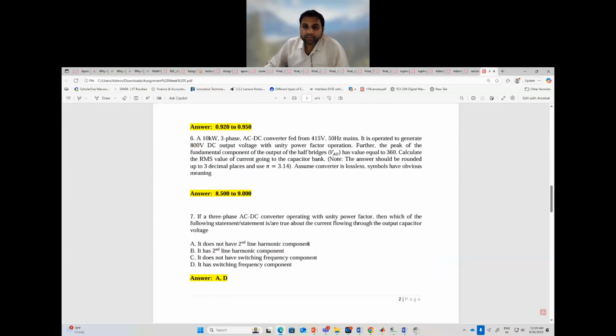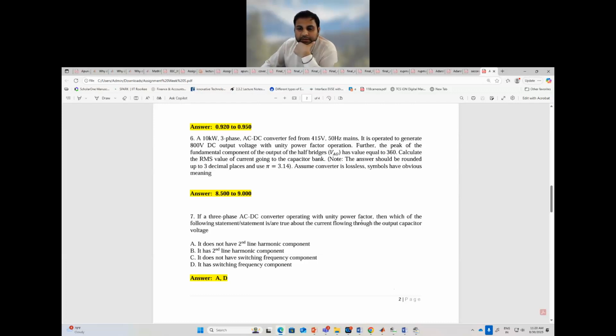Now in this case, in a 3-phase AC/DC converter operating with unity power factor, what is the... Question number 6? No, there is nothing wrong with the answer. We will increase that range, that's what I am saying. We will increase this range from 7.5 to 9, so that the correct answer will come in between that. If you have written the correct answer, it will come as correct.